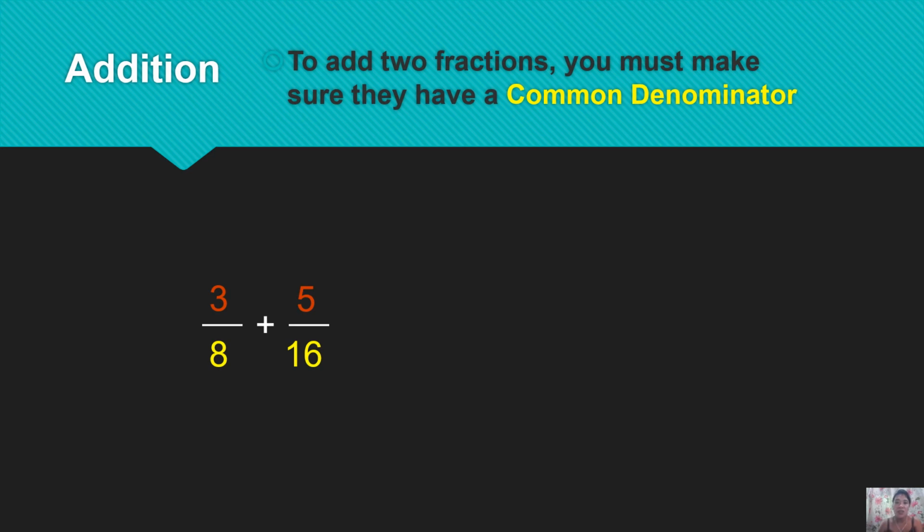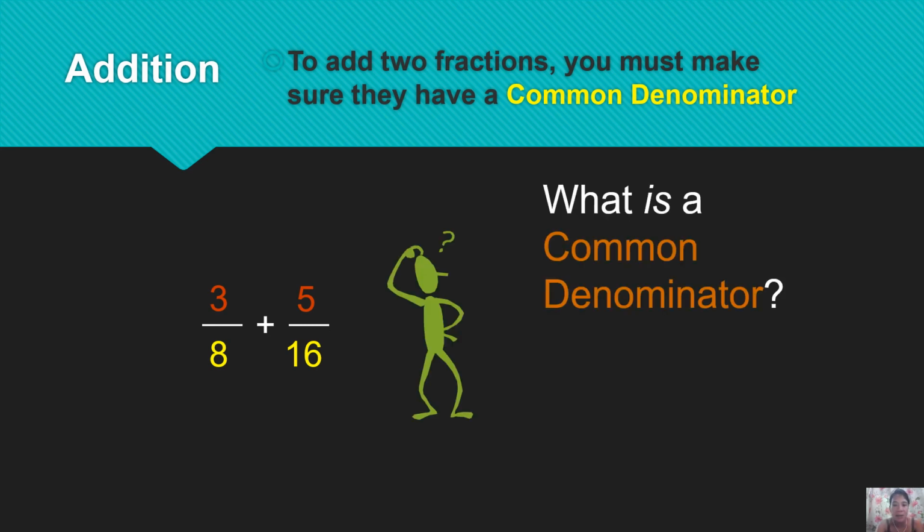Addition. To add two fractions, you must make sure that they have a common denominator. So, kung mag-add ka, ang imong gikinahanglan, makakita ang common denominator. Okay, so in our example, 3 over 8 plus 5 over 16. So, what is a common denominator?